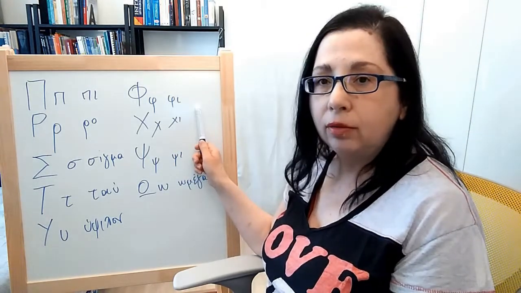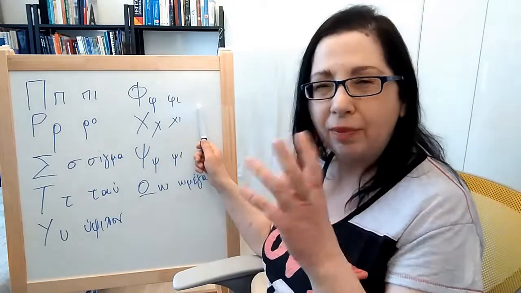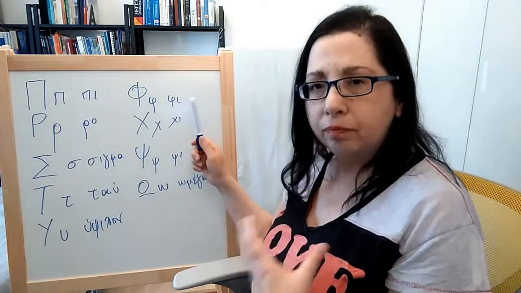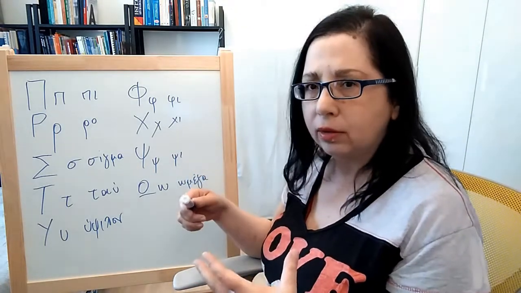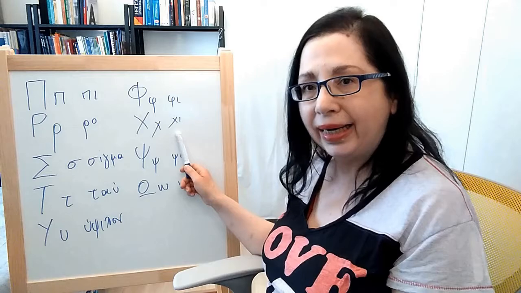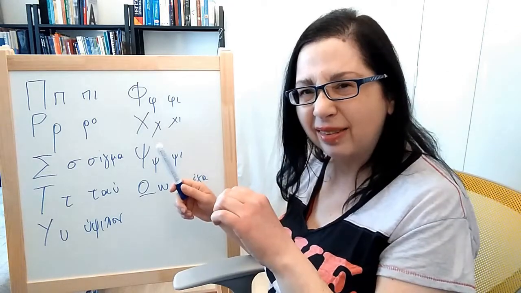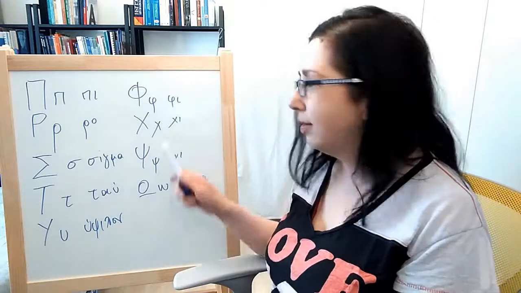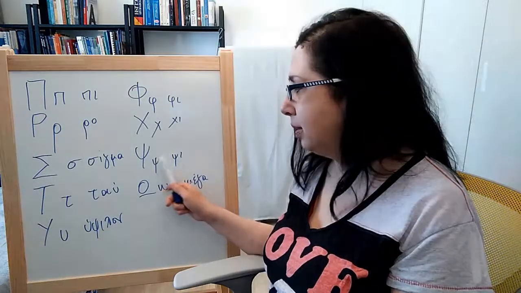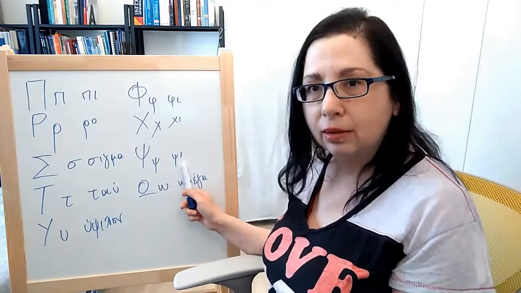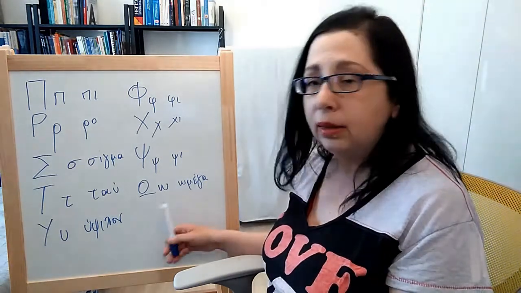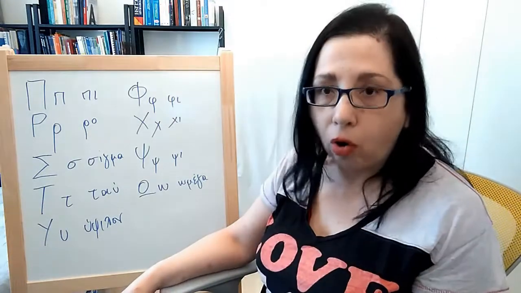Phi, the sound is something like that, like if you blew the candles. So chi, like the cats when they're aggressive. This is chi. Psi, and the sound is ps. Okay? And omega, and the sound, of course, is also O.